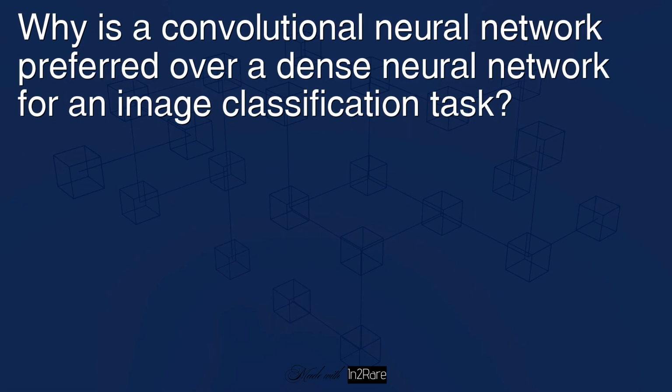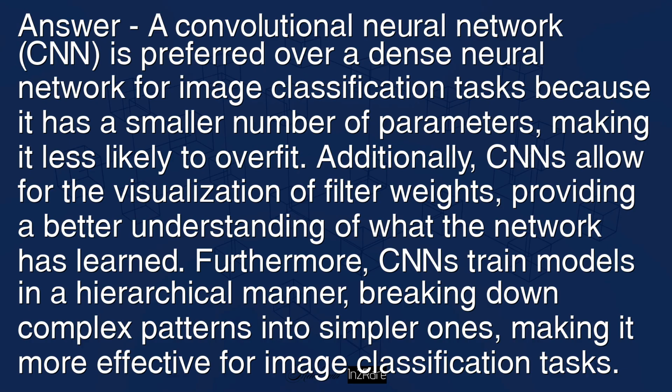Why is a convolutional neural network preferred over a dense neural network for an image classification task? Answer: a convolutional neural network (CNN) is preferred over a dense neural network for image classification tasks because it has a smaller number of parameters, making it less likely to overfit. Additionally, CNNs allow for the visualization of filter weights, providing a better understanding of what the network has learned. Furthermore, CNNs train models in a hierarchical manner, breaking down complex patterns into simpler ones, making it more effective for image classification tasks.